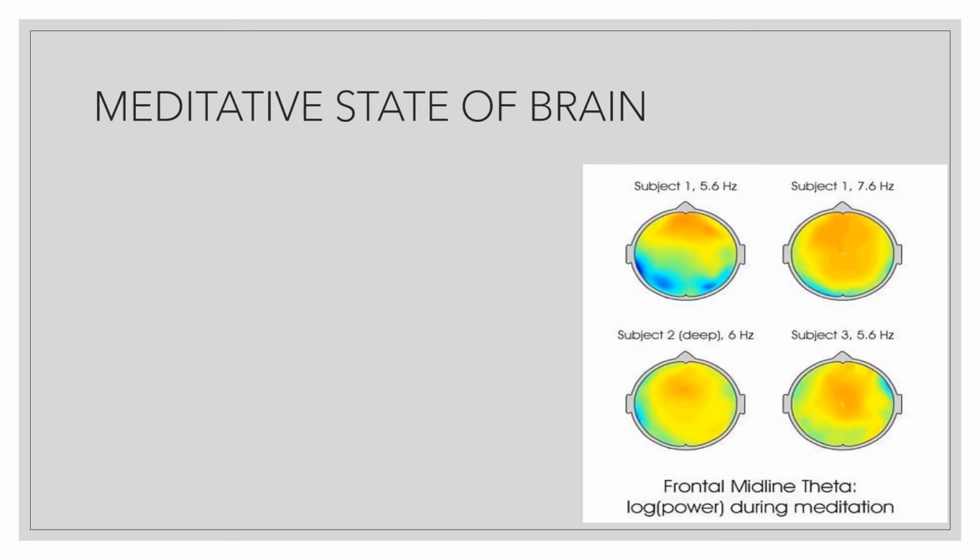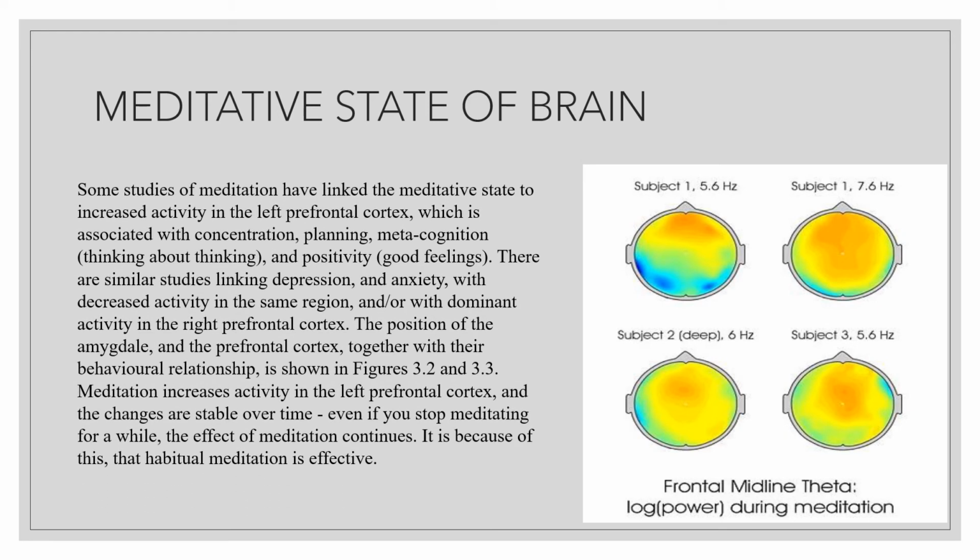So, the meditative state of the brain: you can see in the diagram there are different kinds of activities. You can see how we can see it under EEG. Some studies of meditation have linked the meditative state to increased activity in the left prefrontal cortex, which is associated with concentration, planning, metacognition, that is thinking about thinking, and positivity, that is good feelings. There are similar studies linking depression and anxiety with decreased activity in the same region and/or with dominant activity in the right prefrontal cortex.